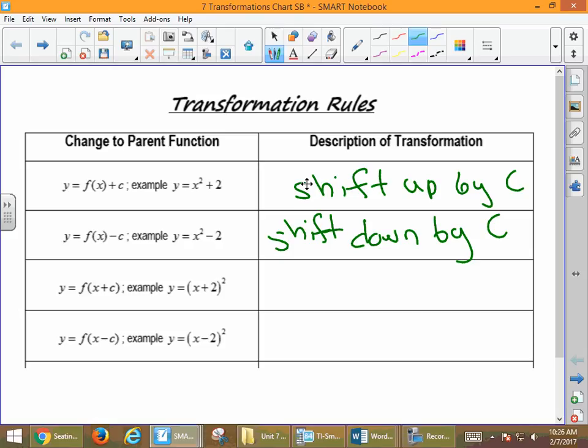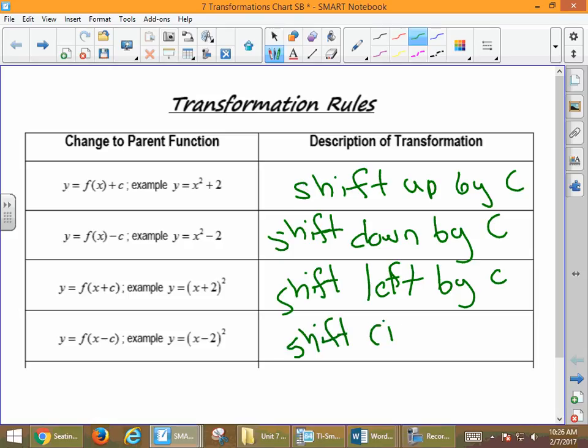If we were to add c to the inside, or add 2 to the inside, as the example says, we're going to shift left by c. If we were to subtract c on the inside, we shift right.